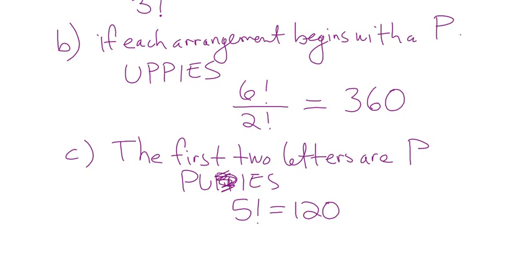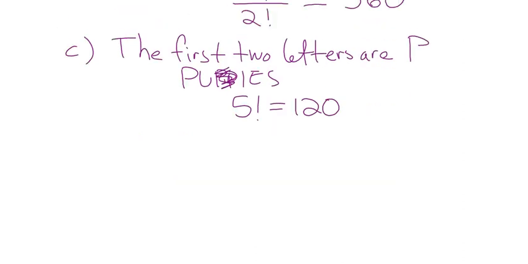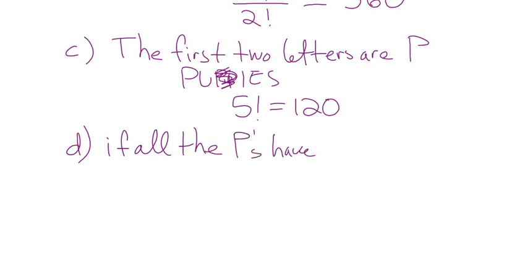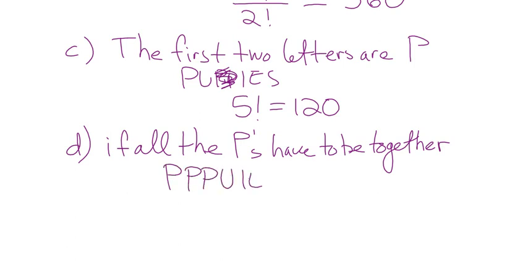And next, gotta do this one here. Here's something you haven't thought about. Well, okay, actually do this first. If all the P's have to be together, so what if all the P's have to be together? Let's put them all together. P, P, P. You can just cross out all the P's before factorial.